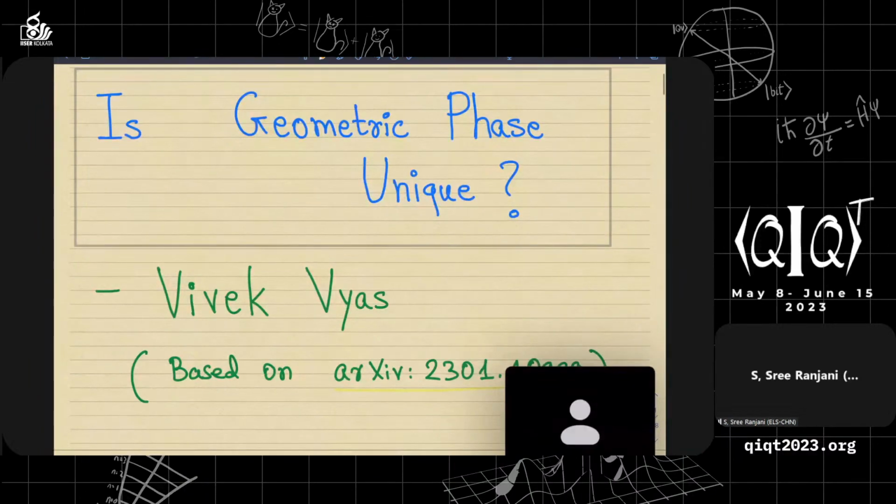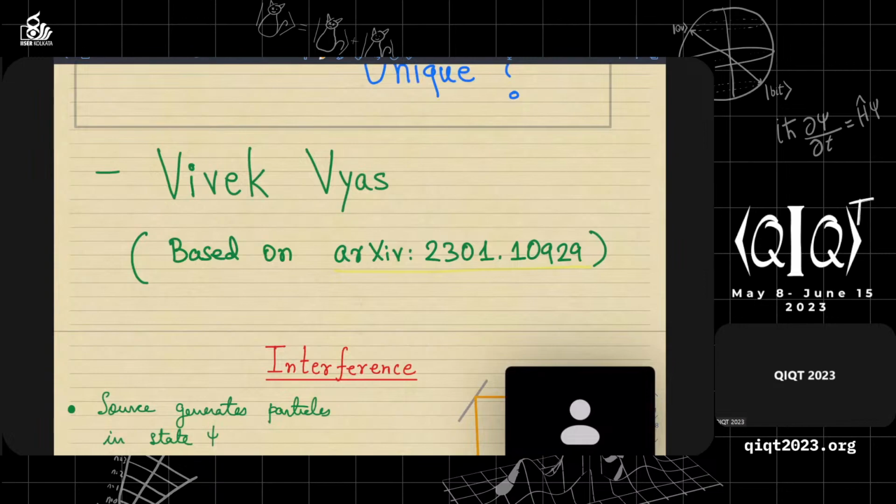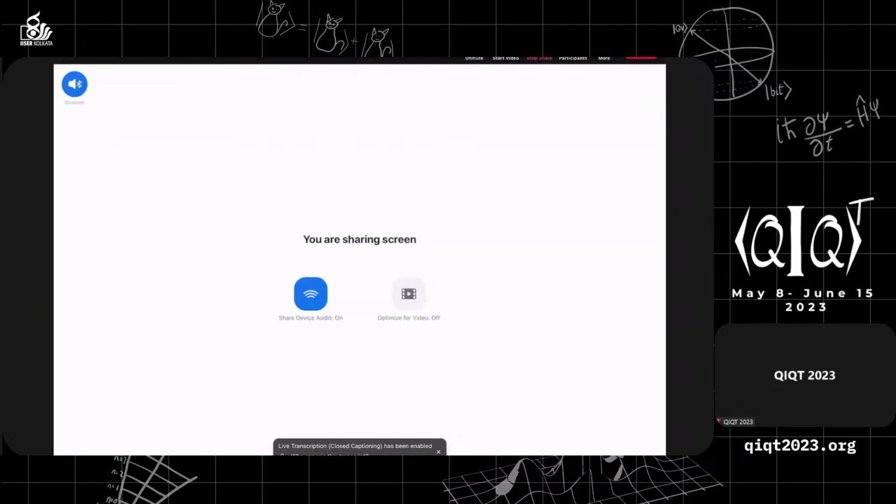Vivek, you're not audible. Maybe, sir, you can unmute. You are muted. Yeah. Is it audible now? Yes, yes. Oh, sorry.